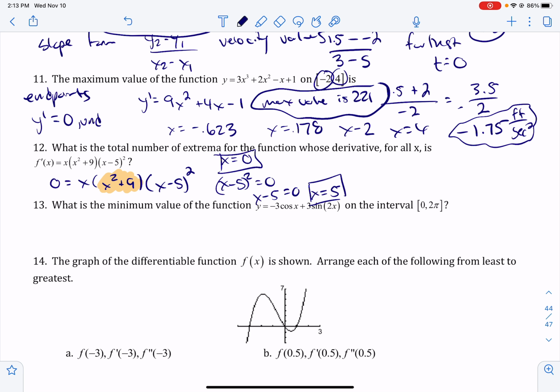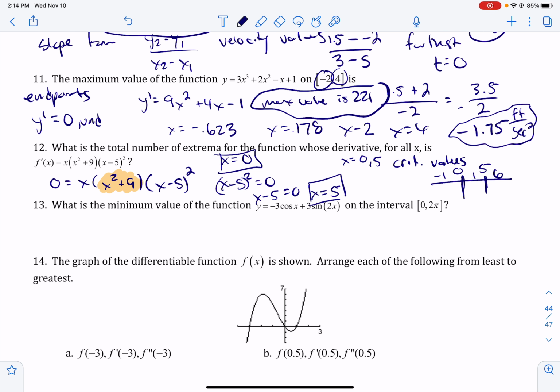Now, remember, these are possible extrema. These are my critical values. X equals 0 and 5 are critical values. But I don't know if they're max or minimums until I make my chart and check and see what's happening around these values. So let's check -1, 1, and 6.